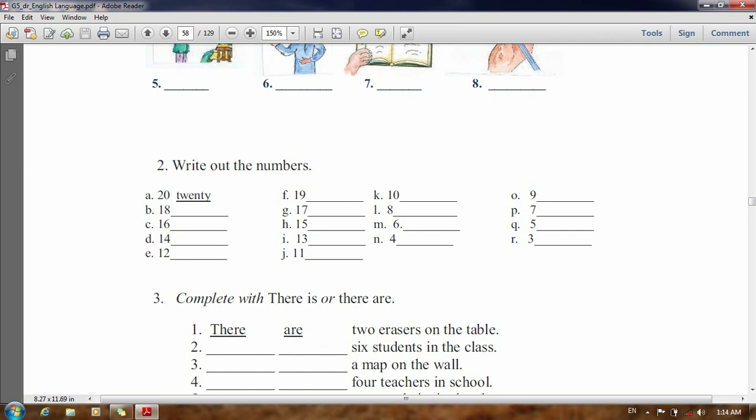20, 18, 16, 14, 12, 19, 17, 15, 13, 11, 10, 8, 6, 4, 9, 7, 5, 3.